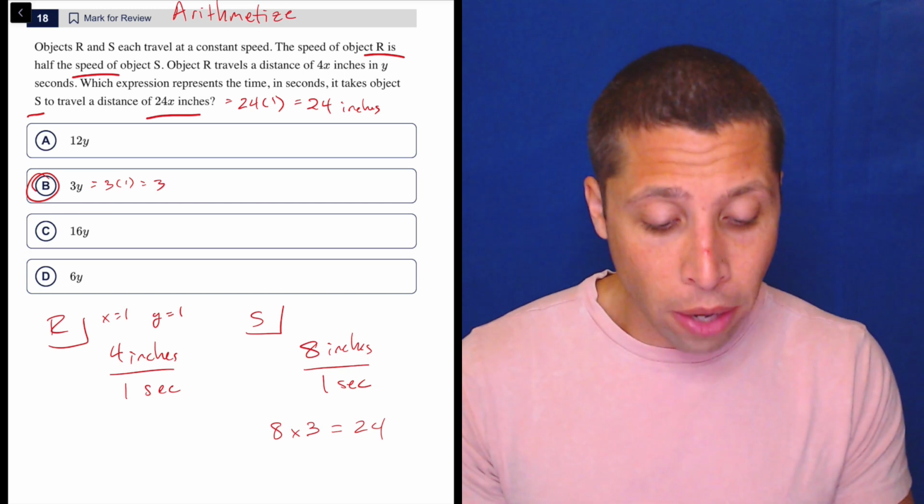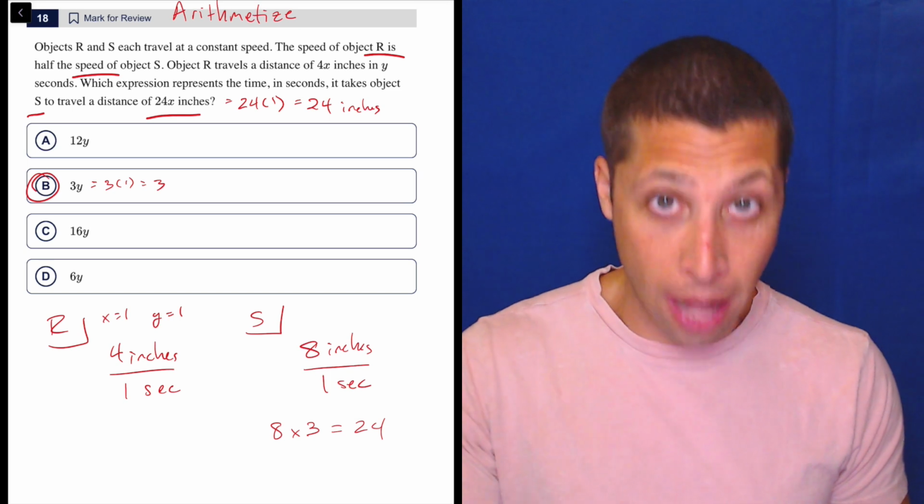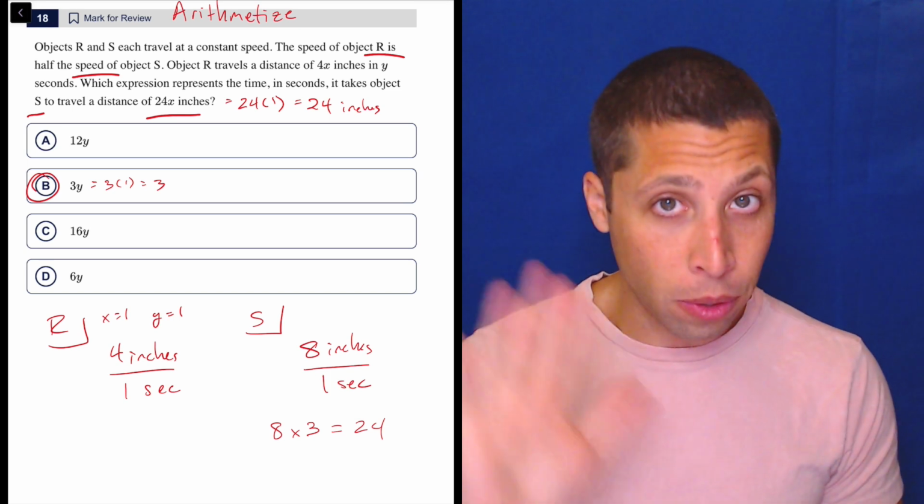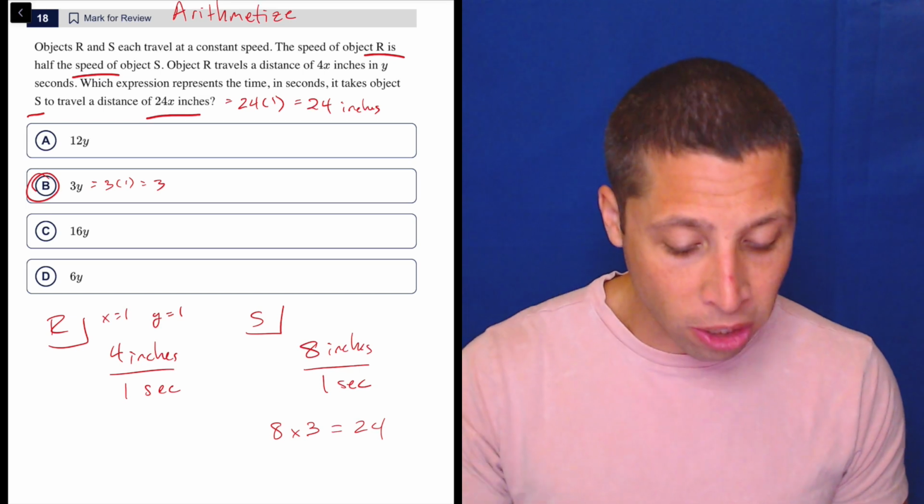Now, I will show you another algebraic way to do it. I think this is how the College Board would explain it as well. But oh boy, I would never, ever do the algebra way here. It's just, I don't trust myself.